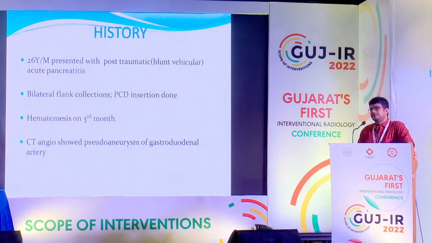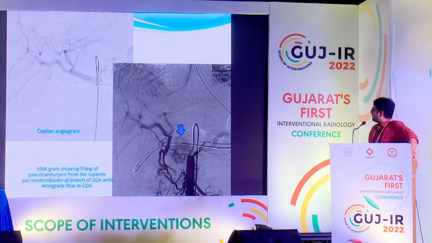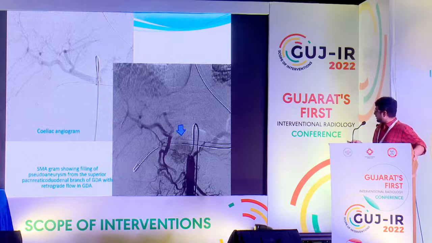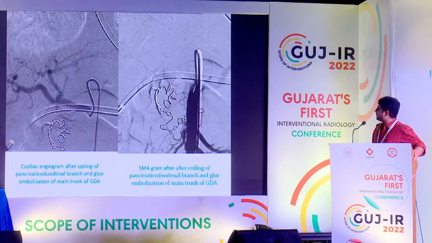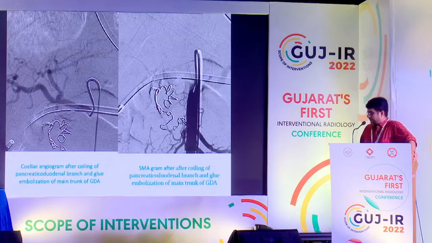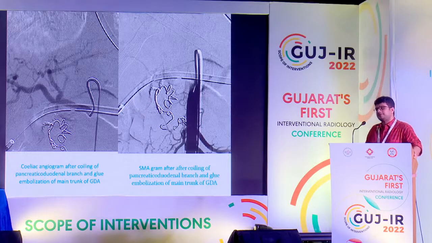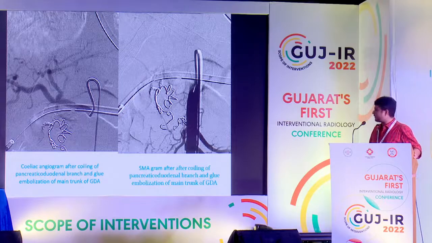GI bleeds we see at different levels. We see tumor bleeds, we see pseudoaneurysms. This is just an example of a pseudoaneurysm in pancreatitis, and this was a celiac gastroduodenal artery pseudoaneurysm. Gastroduodenal artery was filling from the SMA, and this is post-coiling. Very important role in GI bleed we have in non-variceal bleeds. In varices, the endoscopy management is first, whereas in tumor bleeds, embolization is generally preferred.